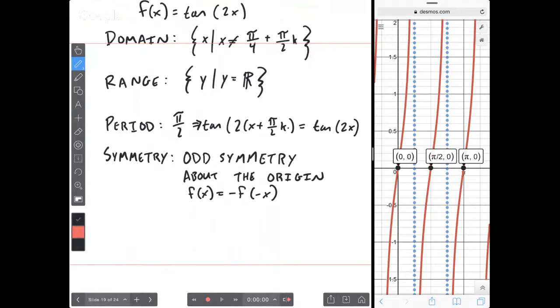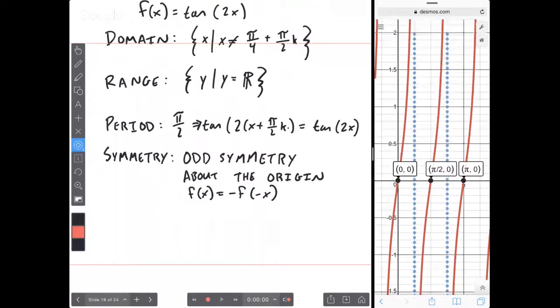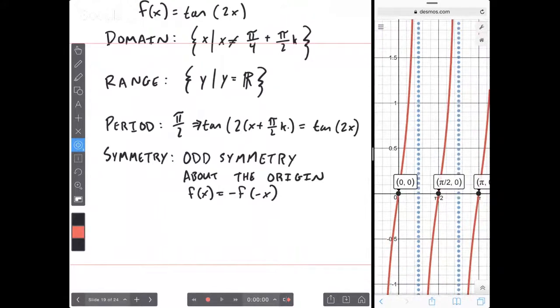How did I know the domain? Says Mary. Okay, so I saw that there was an intercept here at 0, 0. And I saw there was an intercept here at pi over 2. So I knew that halfway between 0 and pi over 2 was pi over 4. So I knew that meant there had to be no x value at pi over 4. And I can see that here, right?